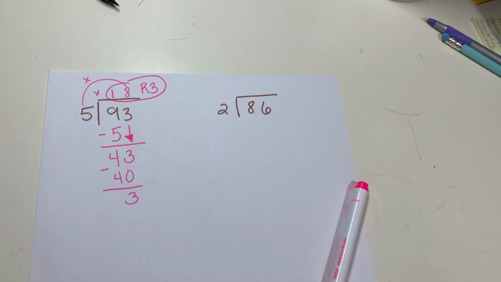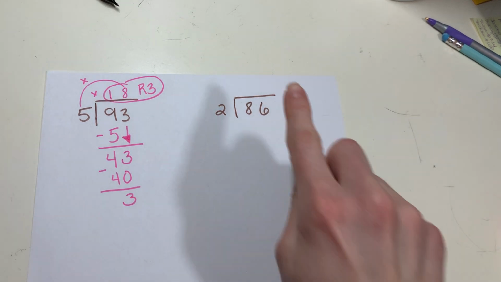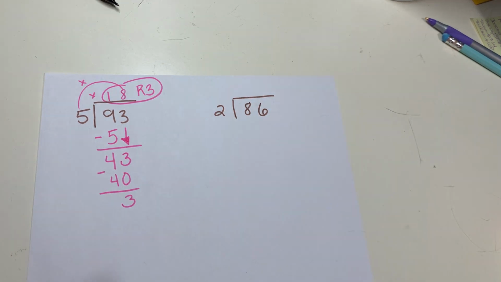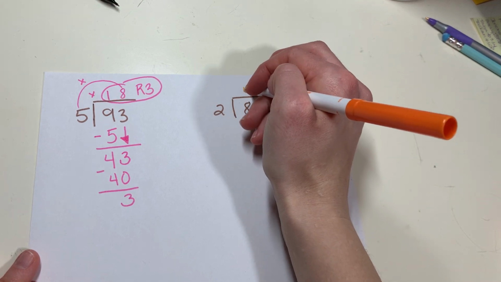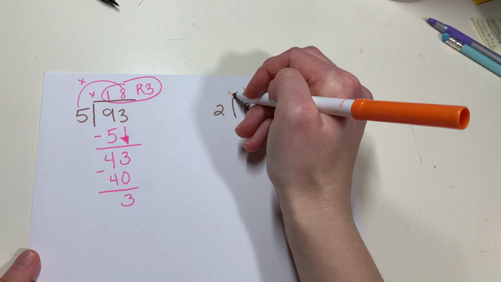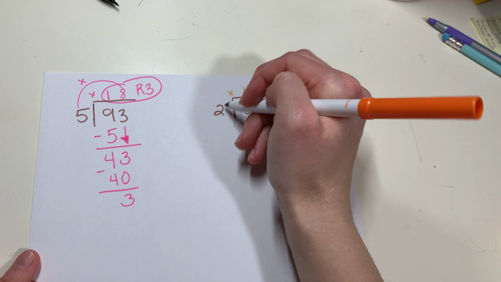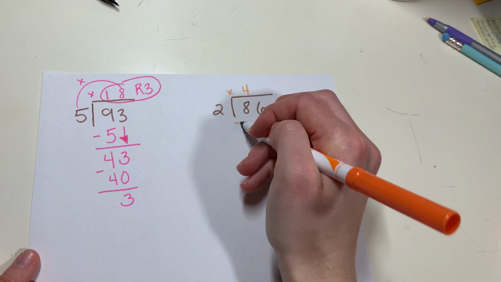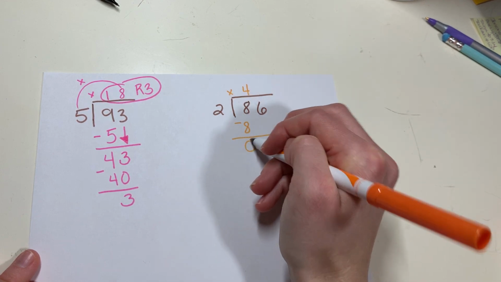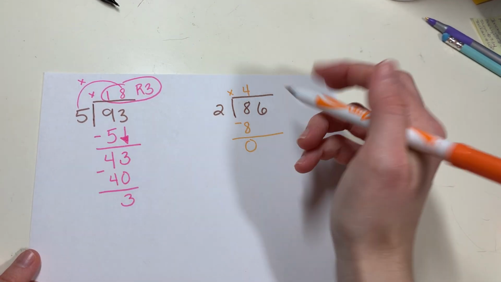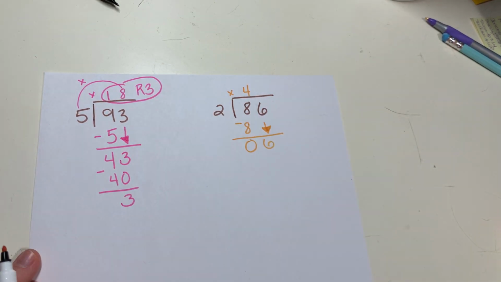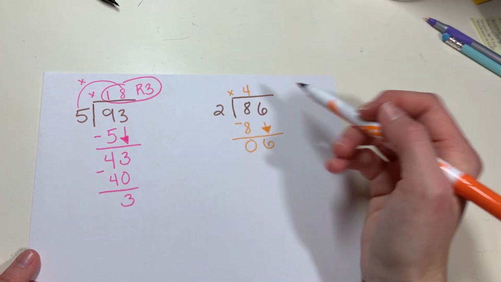All right, so we have 86 divided by 2. I'm going to start by looking at the largest place value and asking myself 2 times what gets me as close to 8 as possible without going over? Well, luckily in this case, I can get an exact. So I'm going to put a 4 here because 2 times 4 gives me 8. I'm putting my answer to 2 times 4 right under the 8. And then I'm going to subtract, and I get 0. My next step is to bring down the next number, which is 6.